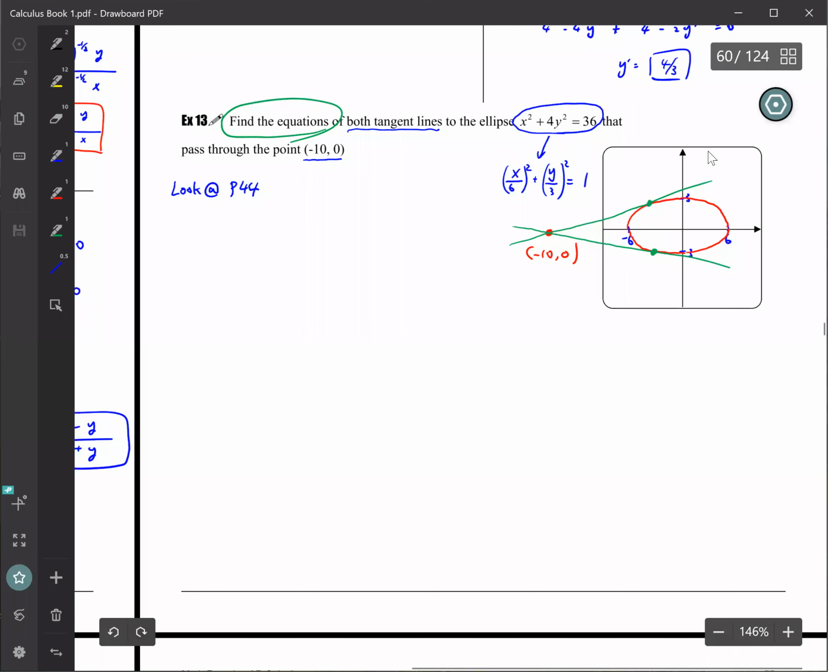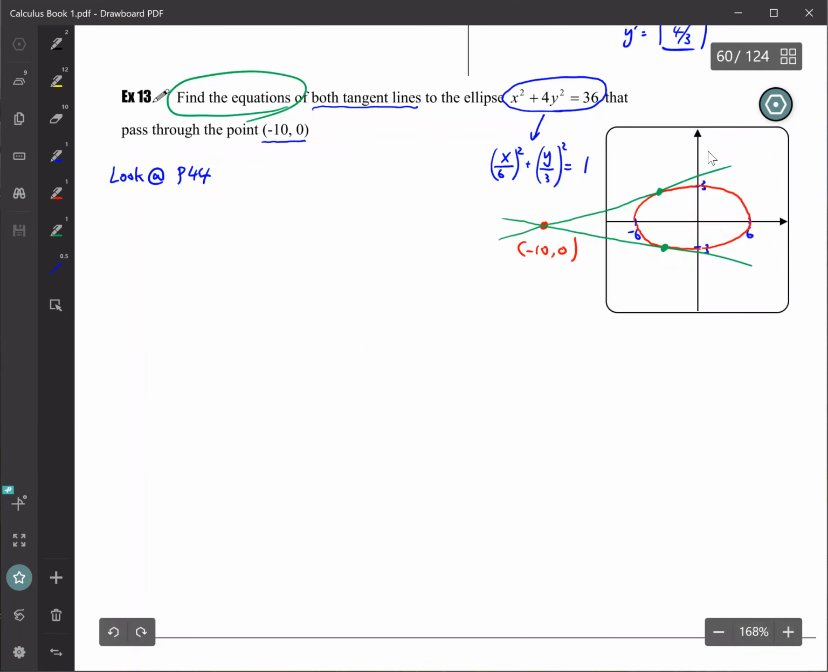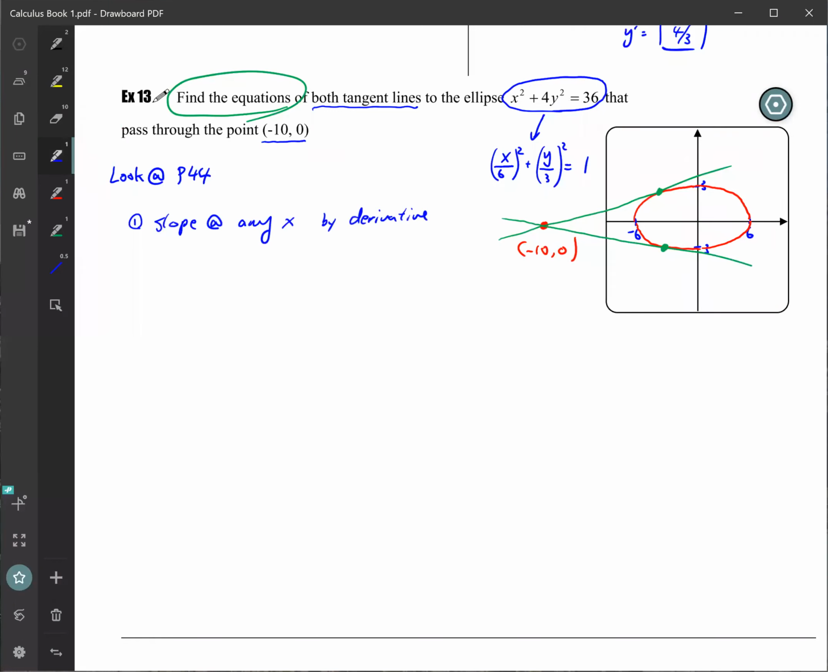So question 13, right? We already drew the picture last time, and then we just follow the steps that we discussed before. First, we need to find the slope using calculus, right? So the slope at any x, by derivative. So you take the derivative, right? And based on the equation, we know this one needs to do implicit.